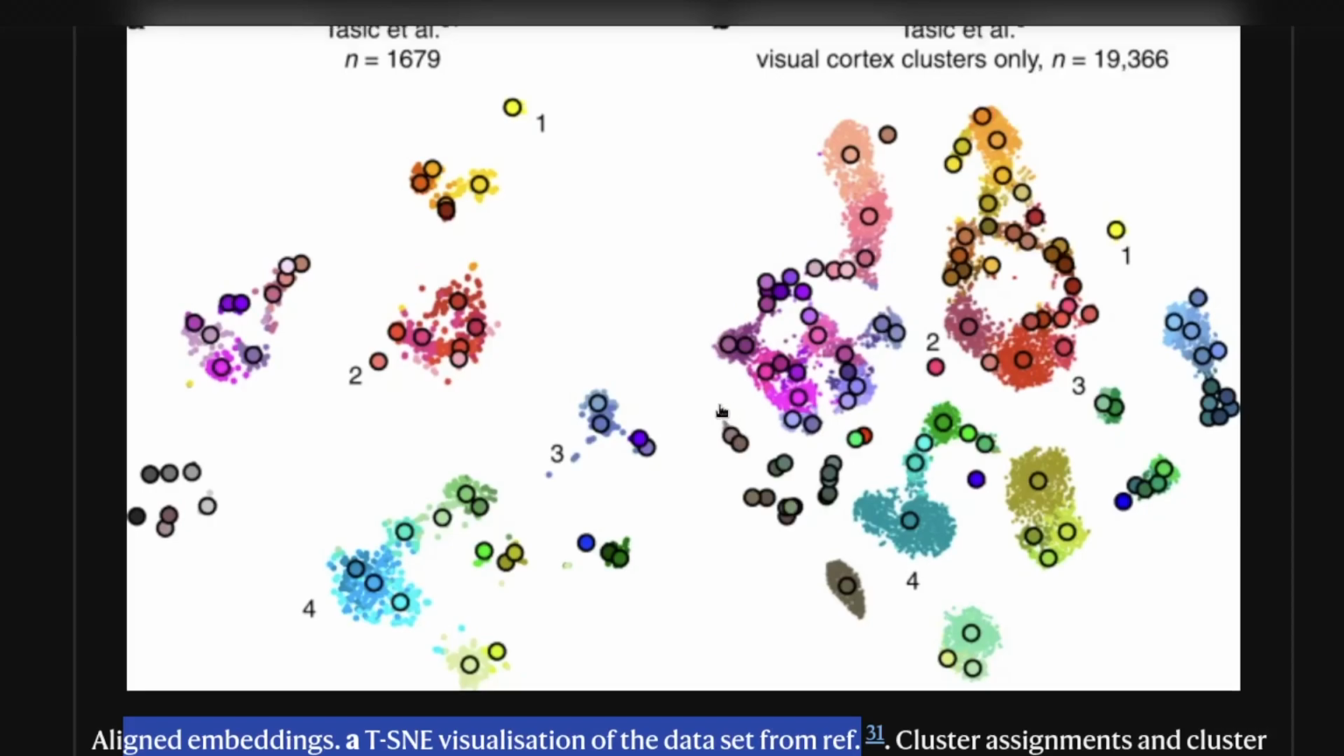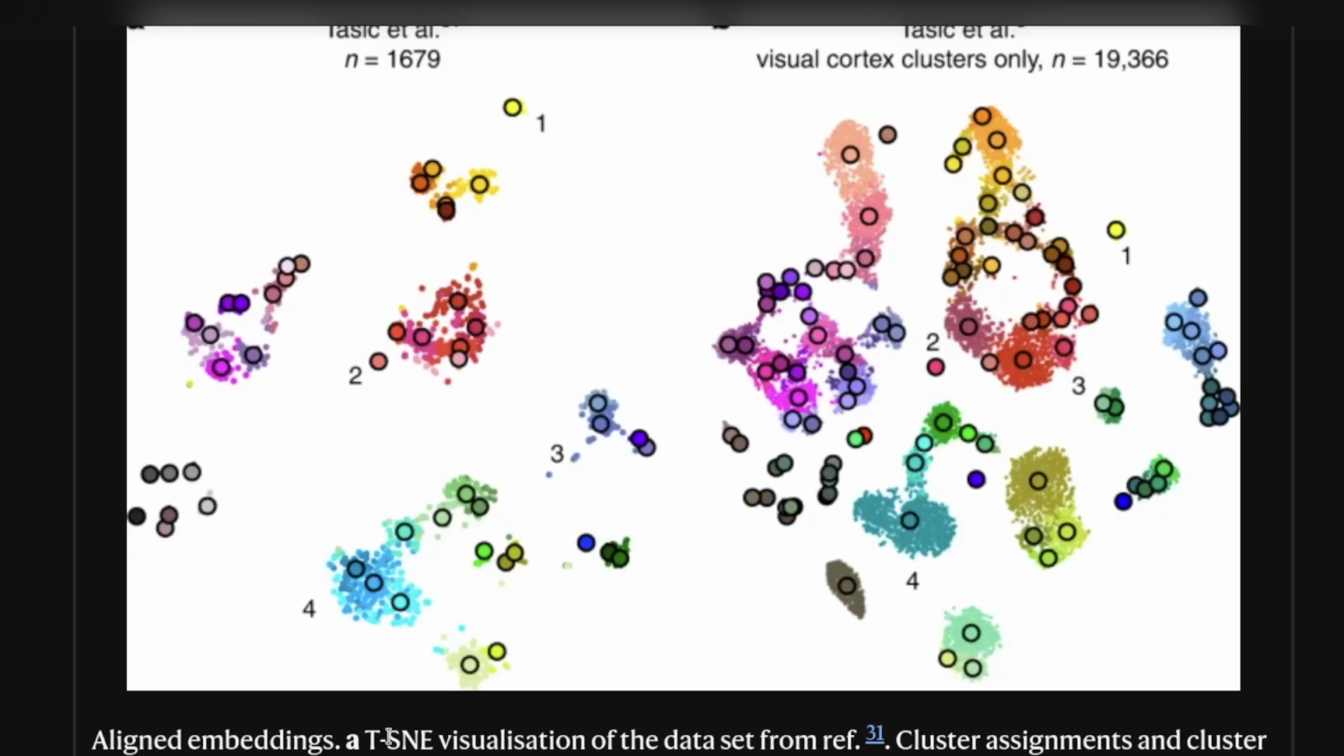Figure 6. Aligned embeddings. A: t-SNE visualization of the data set from Ref 31. Cluster assignments and cluster colors are taken from the original publication. Circles show cluster centroids. Numbers highlight some noteworthy cases, see text.